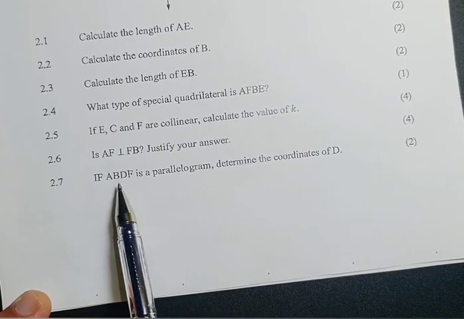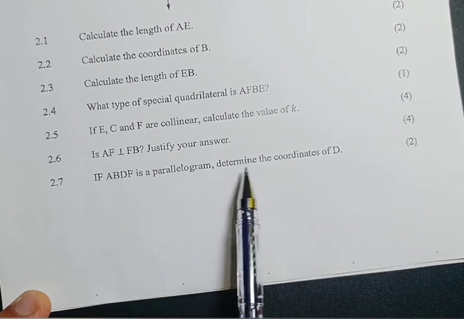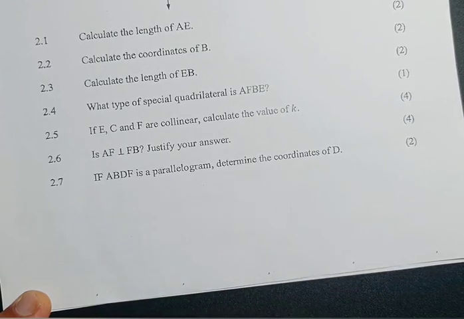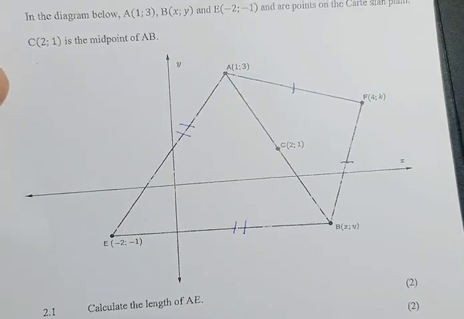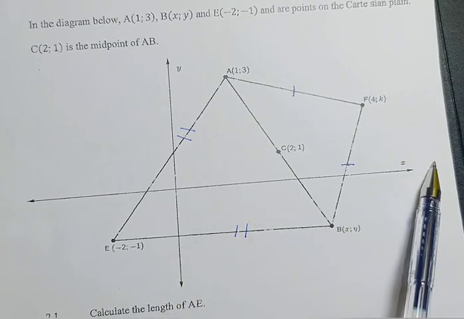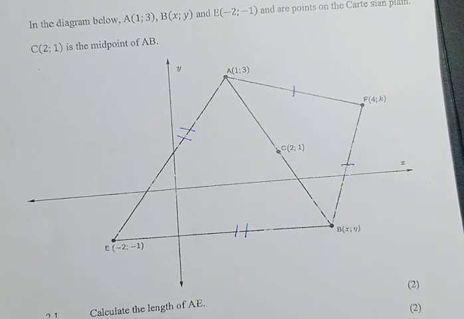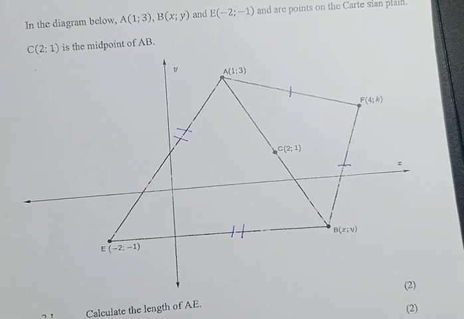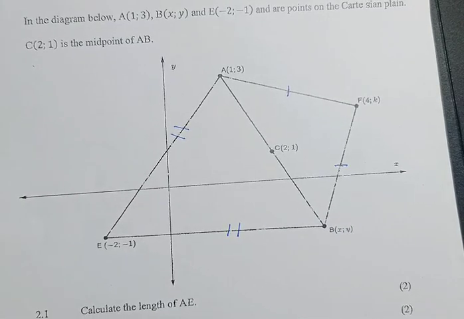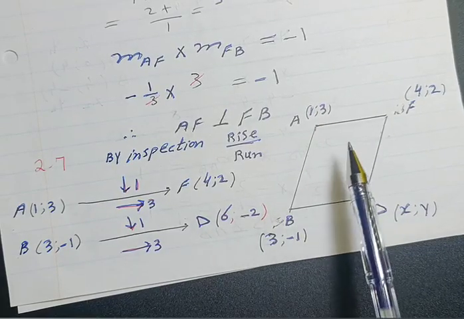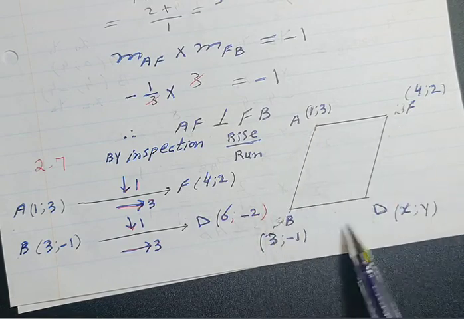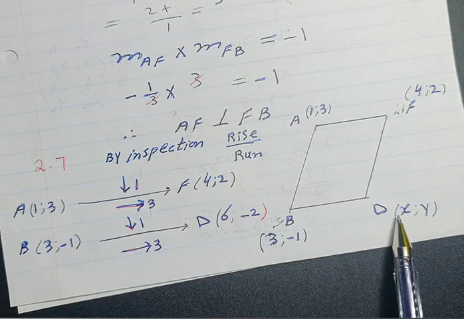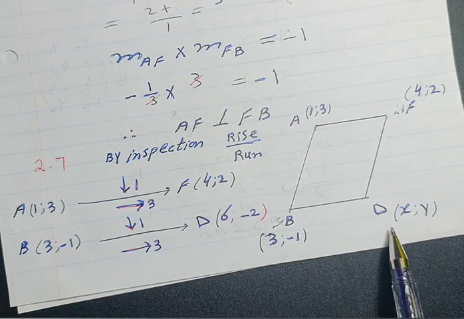The last question says if ABDF is a parallelogram, determine the coordinates of D. But remember there is no ABDF here. Have a look here. So he's saying now ABD somewhere there F. So you can draw a rough sketch to understand this concept, and then you can find the missing coordinates of D. So I draw a parallelogram ABDF. I write all the coordinates, and obviously D coordinates is missing. I need to find the coordinates of D.